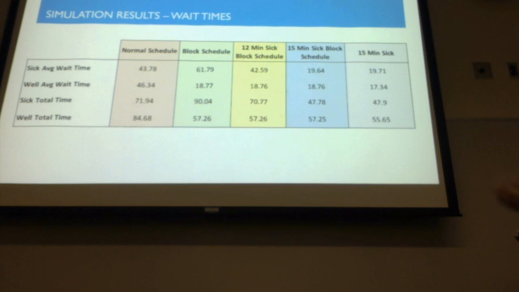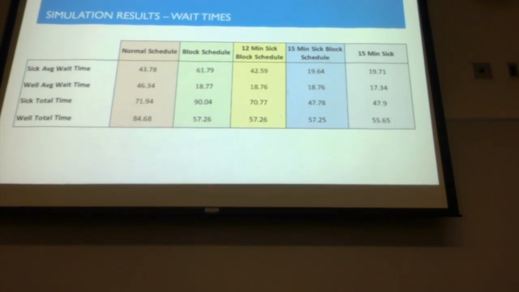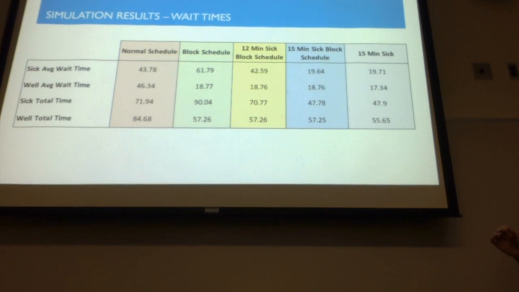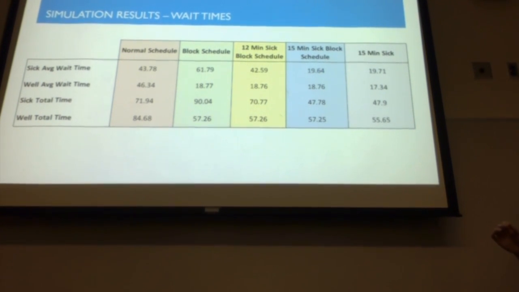We also looked at the block schedule. On the block schedule, we saw that the sick average wait time went up by a lot, but the well average wait time went down to 18.77 minutes. And from here, we hypothesized that this is because between sick appointments it's only 10 minutes long, but the provider activity time is around 16 minutes, and the provider activity time is where the bottleneck occurs.